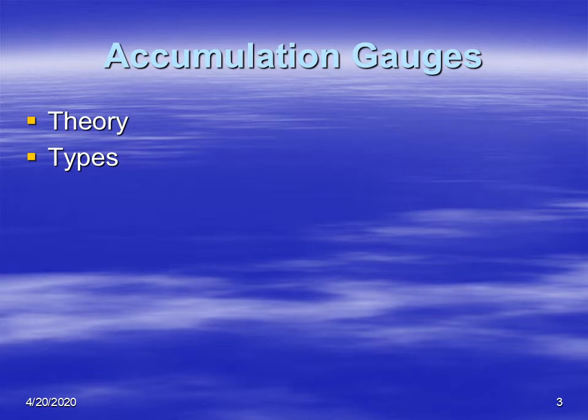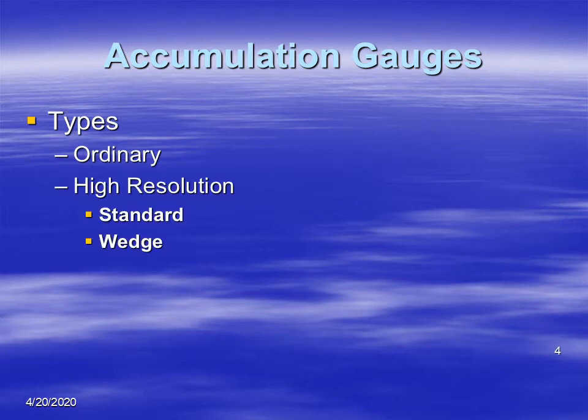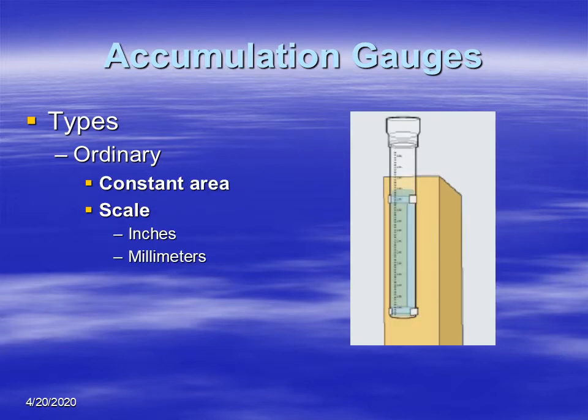So, first types. The first type is the ordinary, and then we'll also look at high resolution accumulation rain gauges. And the ordinary rain gauge is one that has a constant area from the top all the way down to the bottom. In other words, the opening's the same. There's no funnel or anything like that. So typically, these are very often made of plastic, and they'll have a scale right on their display that you can read right off, and that might be in inches or in millimeters.